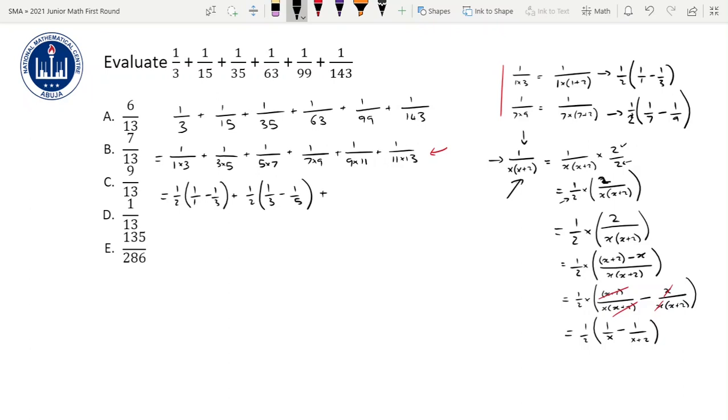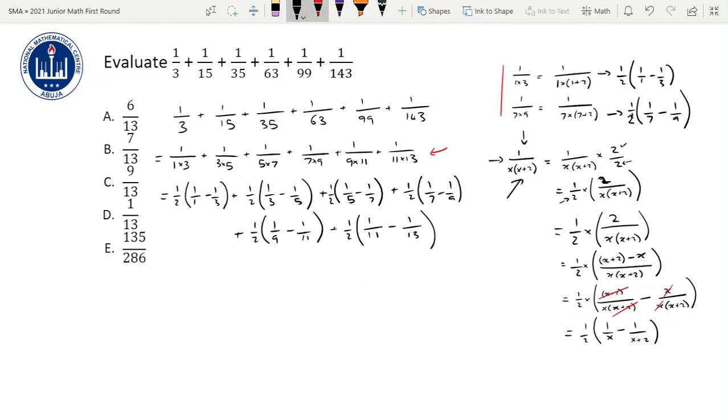We're going to write 1 over 5 times 7 as 1 over 2 into brackets 1 over 5 minus 1 over 7. Then 1 over 7 times 9, we write it as 1 over 2 into brackets 1 over 7 minus 1 over 9. And 1 over 9 times 11 to be 1 over 2 into brackets 1 over 9 minus 1 over 11. And 1 over 11 times 13 to be 1 over 2 into brackets 1 over 11 minus 1 over 13.